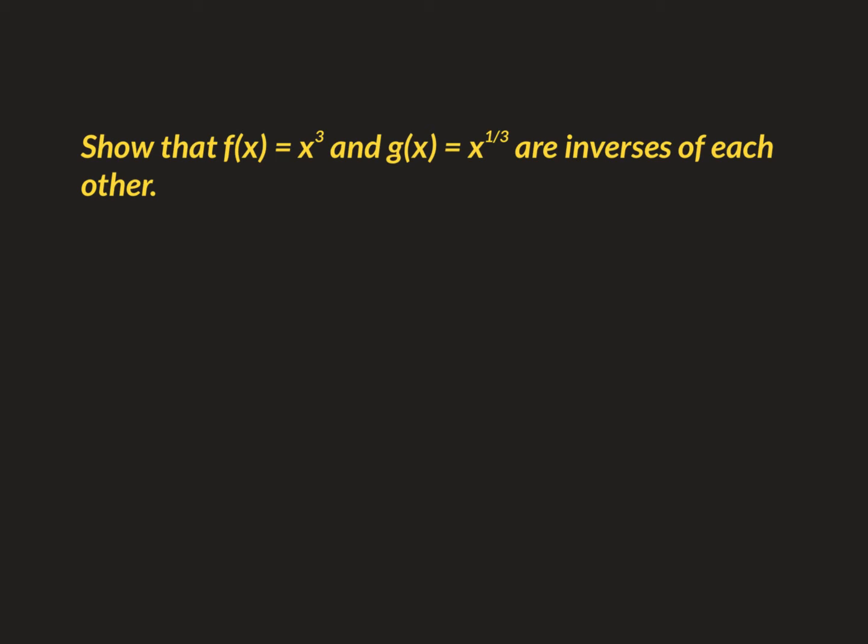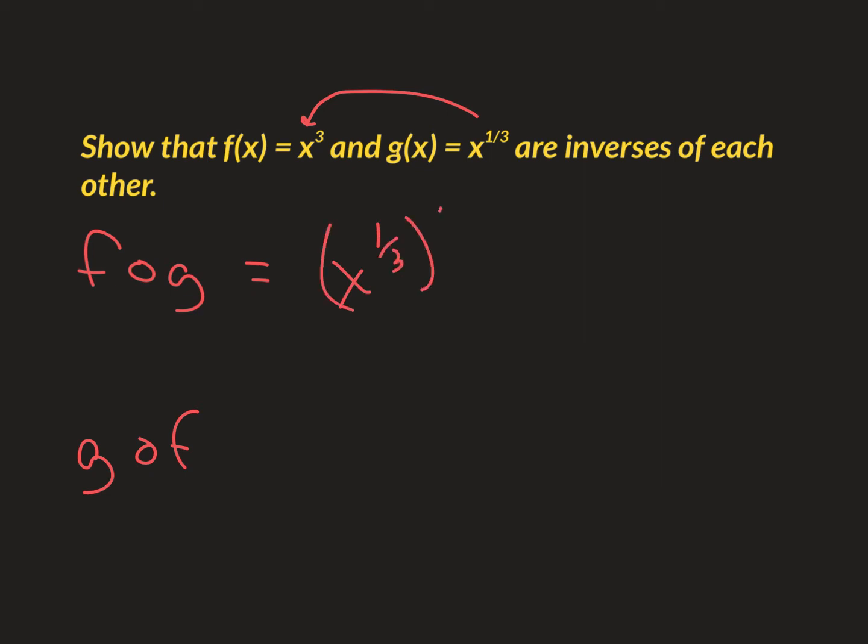Okay, this one says show that they're inverses. So to show, you have to do f of g, and you have to do g of f. You have to do both. If I do f of g, I'm going to plug g into f right there. So it's going to look like this, x to the 1/3 cubed. And if you don't remember, with a power to a power, you multiply your exponents, so you just get x.